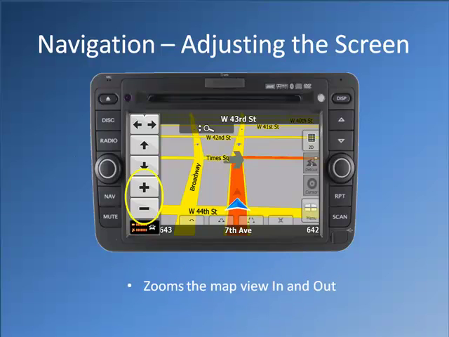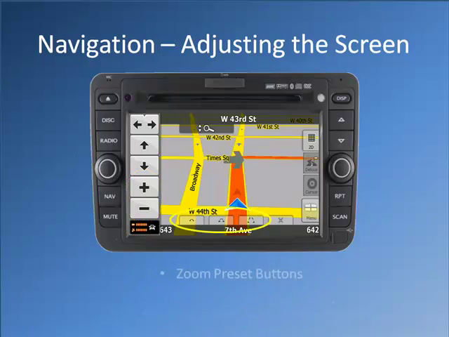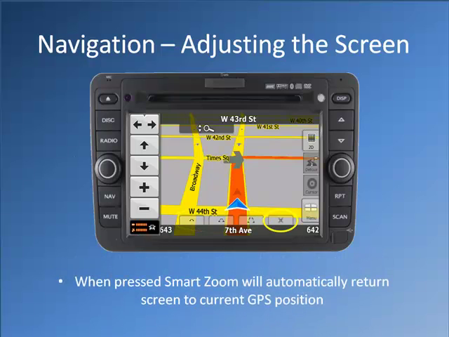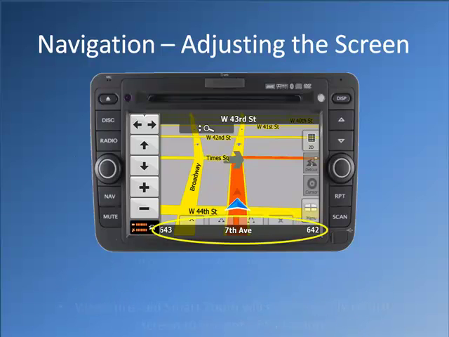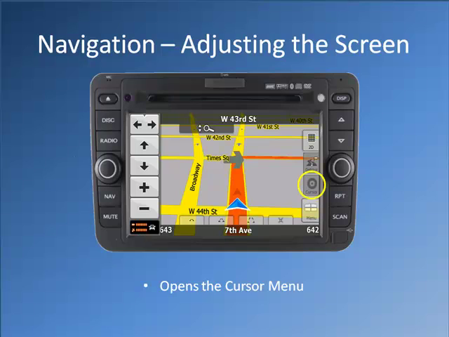Zooms the map view in and out. Zoom preset buttons. When pressed, Smart Zoom will automatically return screen to current GPS position. Current street and house numbers. Opens the cursor menu. Press to open navigation menu.